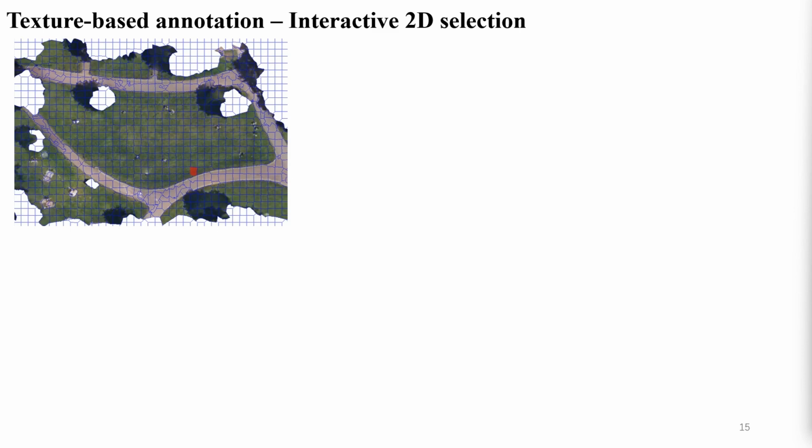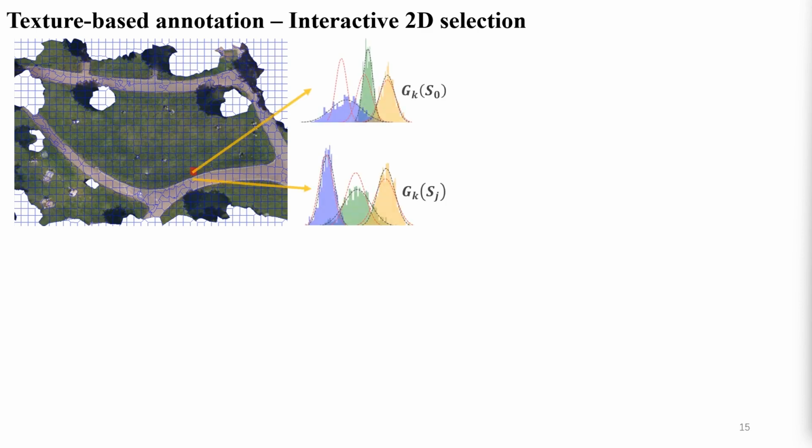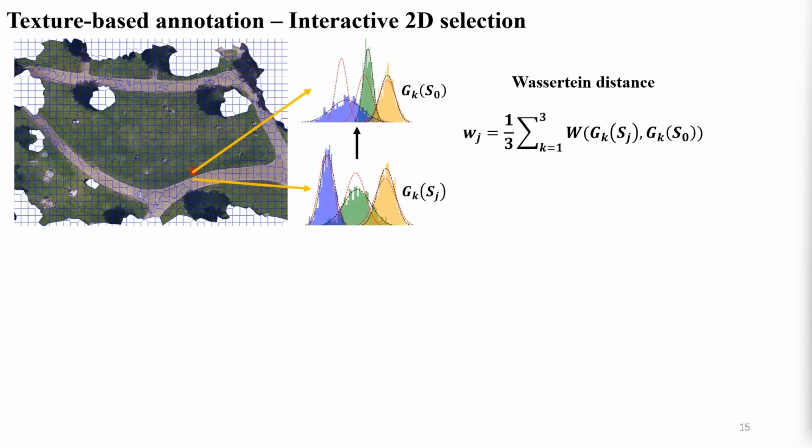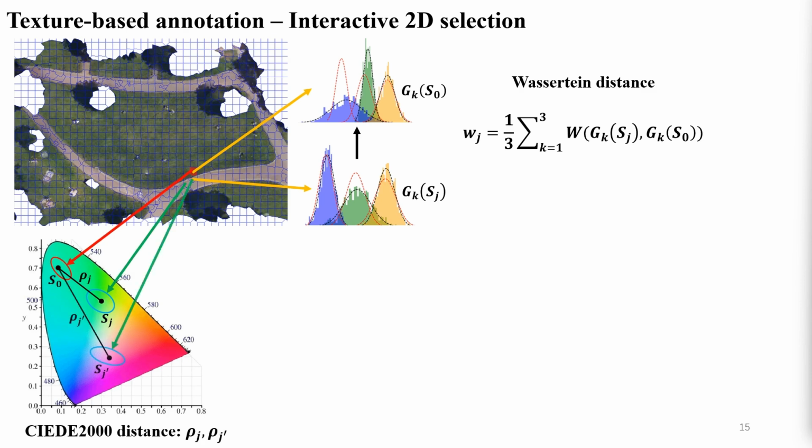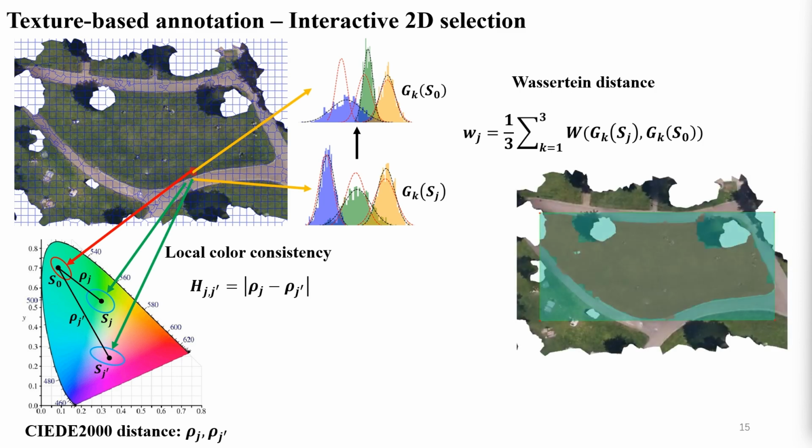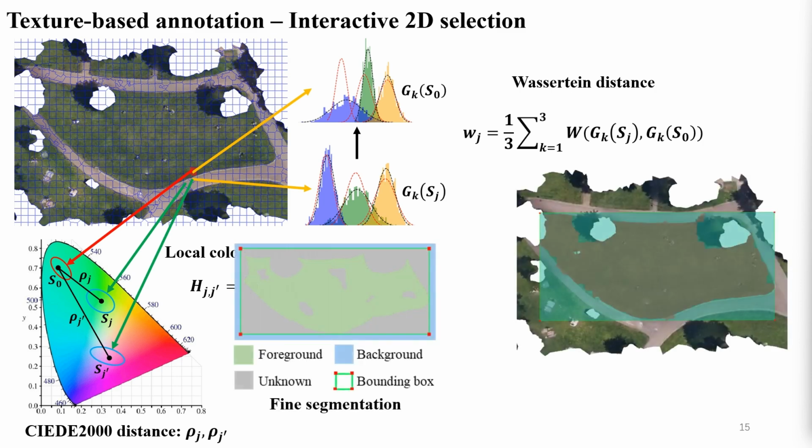After obtaining the planar texture segments, we capture the region of interest through user clicks. We first generate superpixels and build a GMM model for the user-clicked superpixel. Then, we compare it with neighboring superpixels based on Wasserstein distance and local color consistency using SEED 2000. We expand to similar superpixels to get a coarse segmentation. Then, we use the positive samples and samples from the optimal bounding box to apply graph cut for fine segmentation.